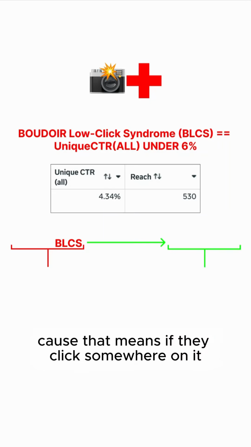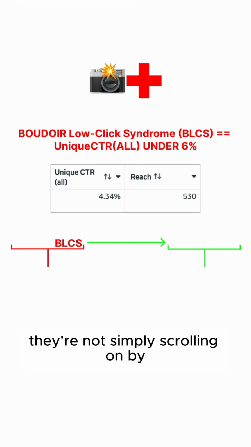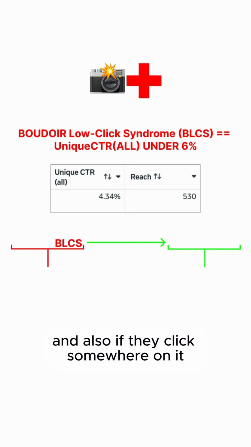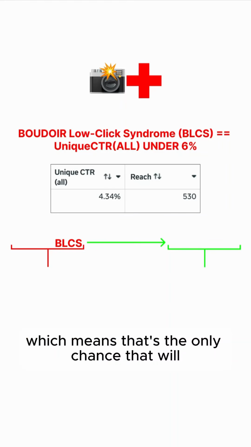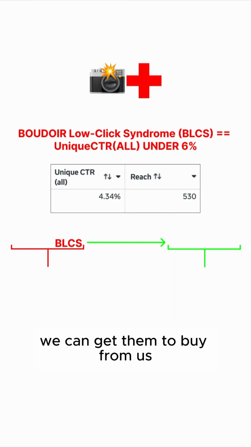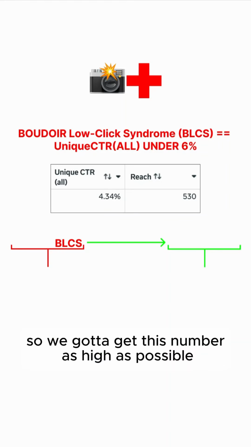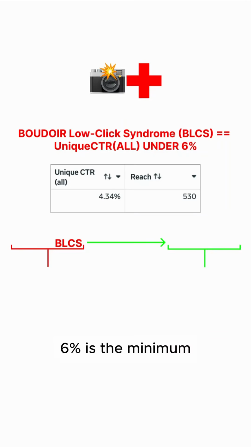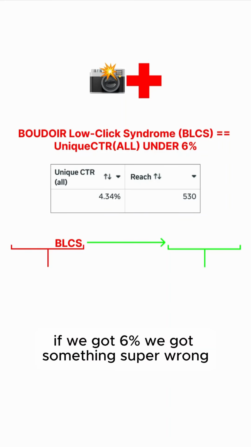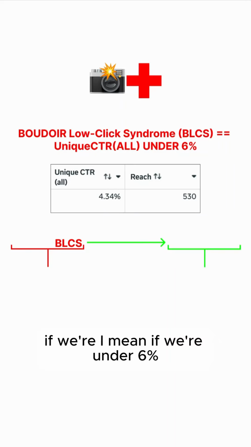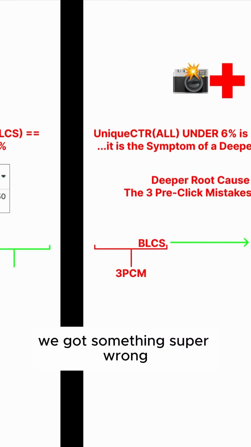And we care about that because if they click somewhere on it, they're not simply scrolling on by. Also, if they click somewhere on it, we know our ad has entered their brain, which is the only chance that we can get them to buy from us. So we've got to get this number as high as possible. 6% is the minimum. If we're under 6%, we've got something super wrong.